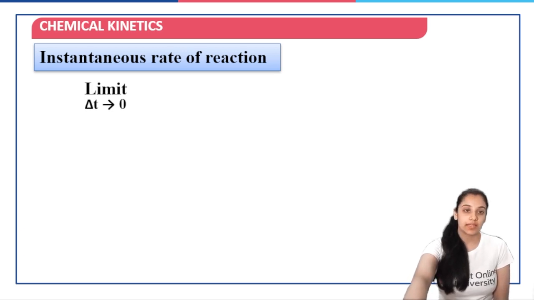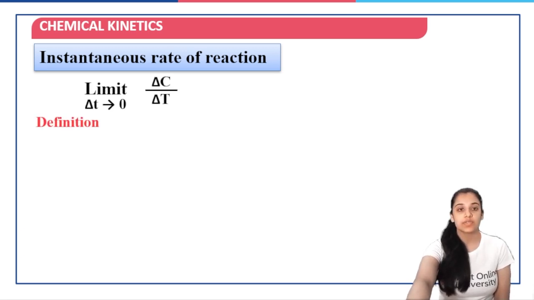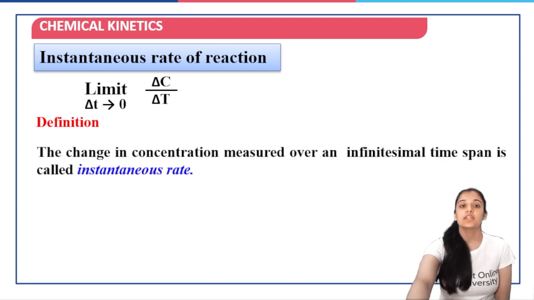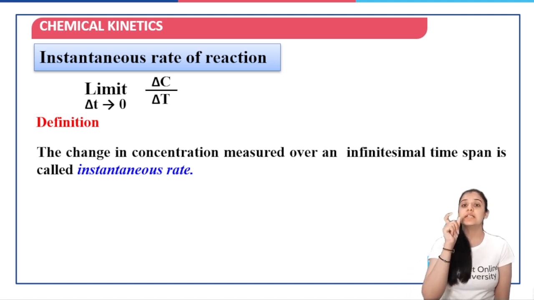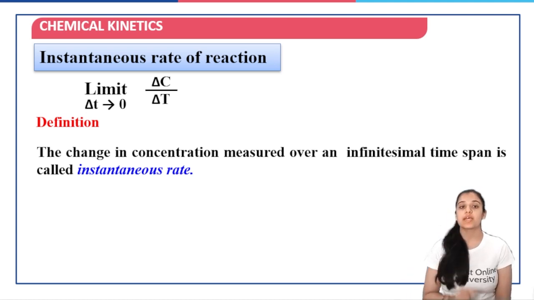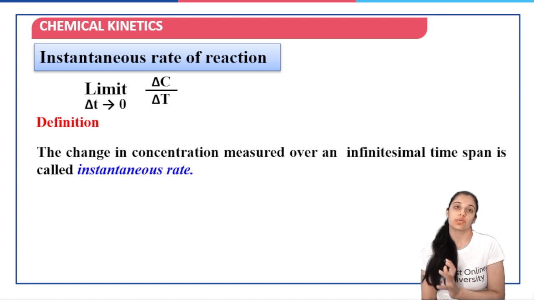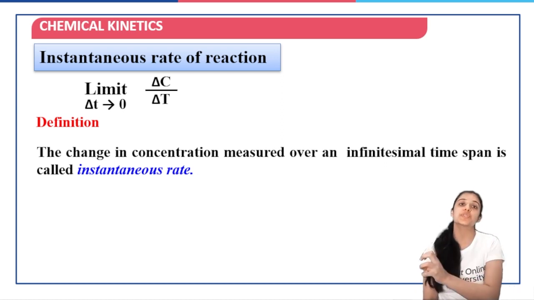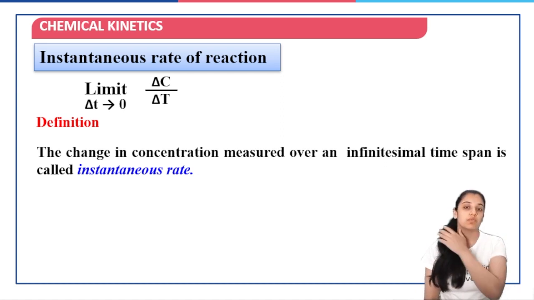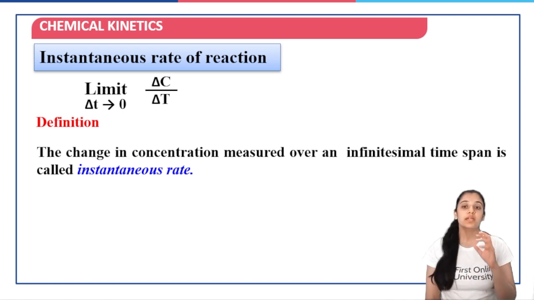So how do we calculate it? Limit delta T tending to 0, delta C upon delta T. So how do we define it? The change in the concentration measured over an infinitesimal time span is known as instantaneous rate. Infinitesimally small means when delta T tends to 0. It's not equal to 0, it tends to 0. Then at that point of time, we will have the calculation for the rate of the reaction.